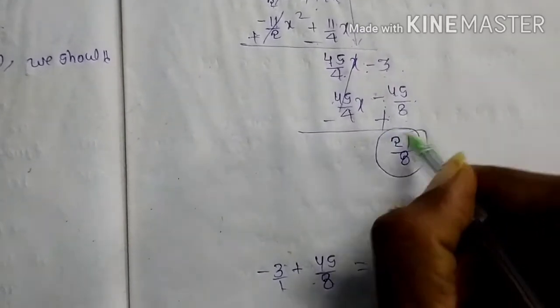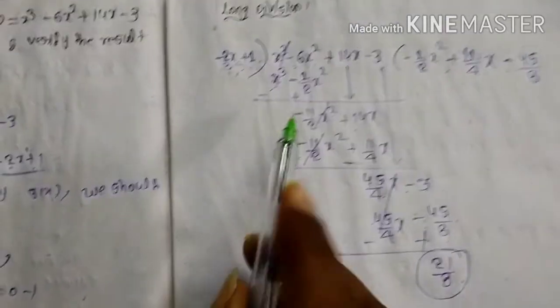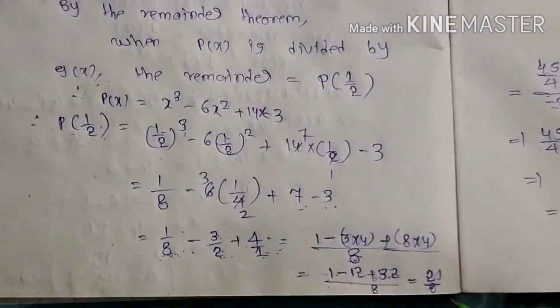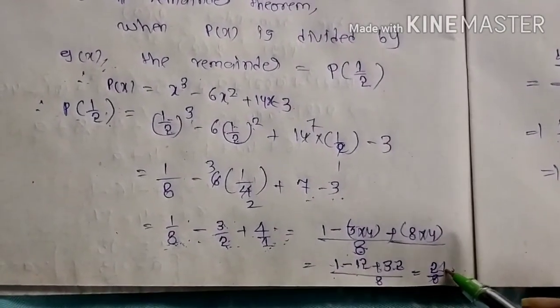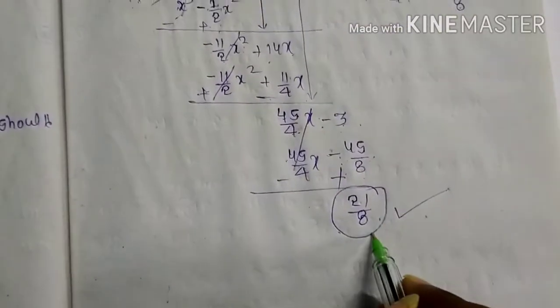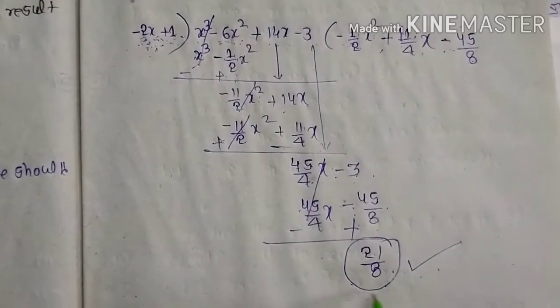Your remainder is how much? 21 by 8. See, using the long division method, your remainder is 21 by 8. See, as per the remainder theorem, what is your remainder? 21 by 8, or not? Yes or no? That's why they asked to verify by the long division method.